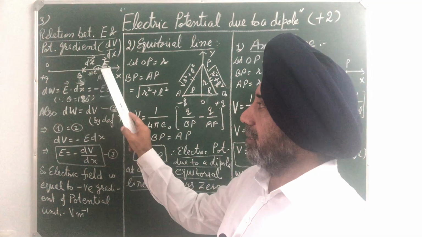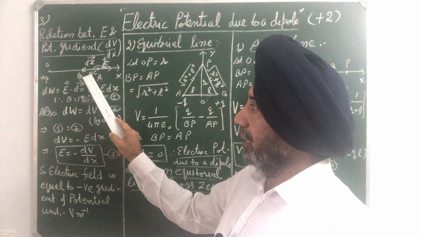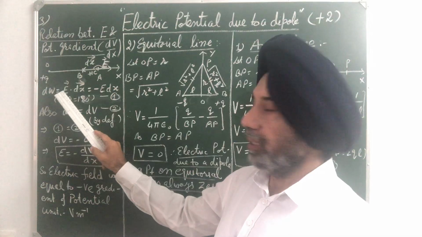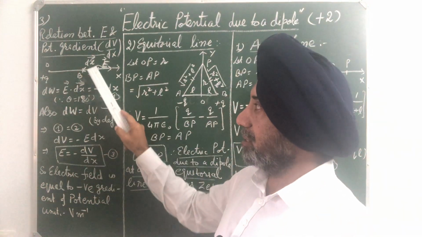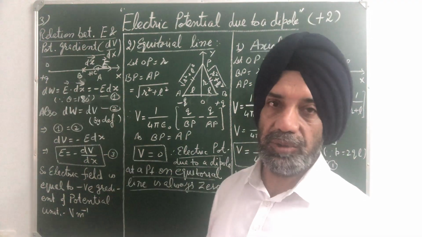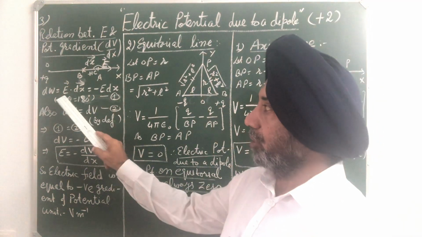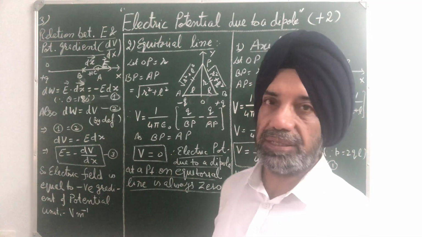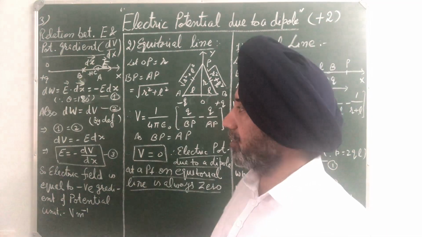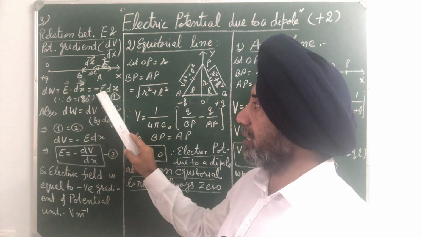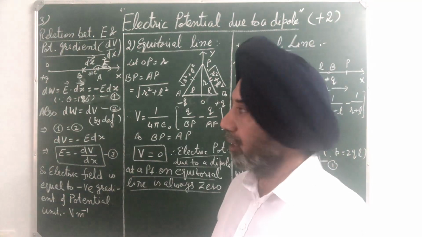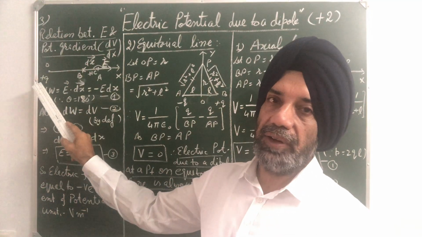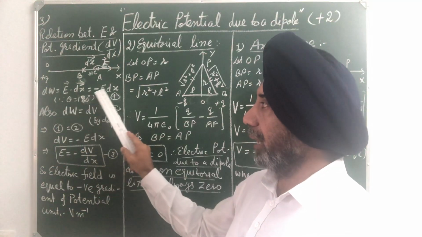So the small amount of work done in displacing the test charge of plus 1 coulomb from A to B through a small displacement dx, dW, is given by F dot dx. But the charge is plus 1 coulomb, so it will be E dot dx, because F is equal to qE. If q is 1 unit, it will be E dot dx, or minus E dx, because theta between E and dx is 180, so cos 180 is minus 1. So this is equation number 1. Work has to be done in order to move a test charge of plus 1 coulomb in the electric field of the given charge q. That's why this work done comes out to be minus E dx.